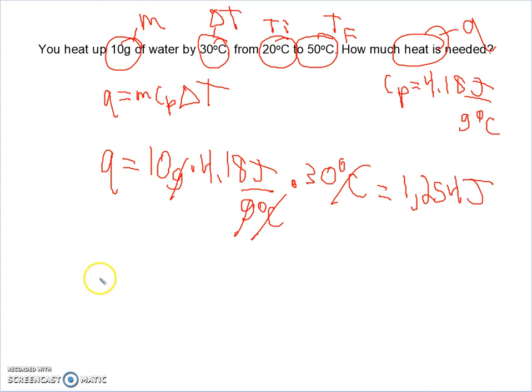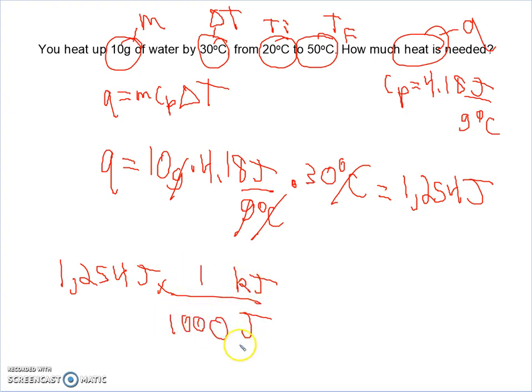Now, standard C is just doing simple conversions. So if I wanted to convert this to kilojoules, that's an example of the type of simple conversion you'd do. So you'd put kilojoules on top, joules on the bottom. We know 1 kilojoule, kilo means 1,000, is 1,000 joules, so joules cancels, and we get 1.254 kilojoules.